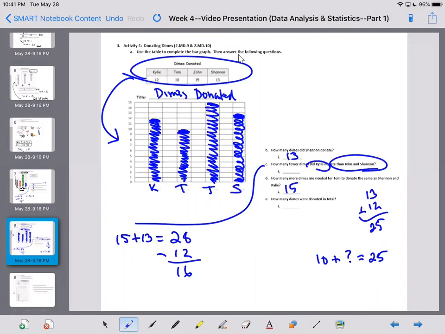And then you can ask, well, how many dimes were donated in total? So there's where you're looking at adding up everything together. And 20, 30, there's 40 and 10. So 50 total dimes donated.